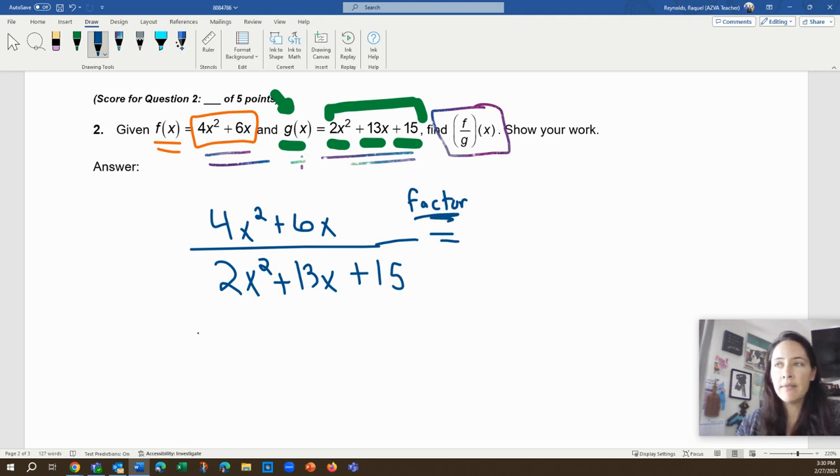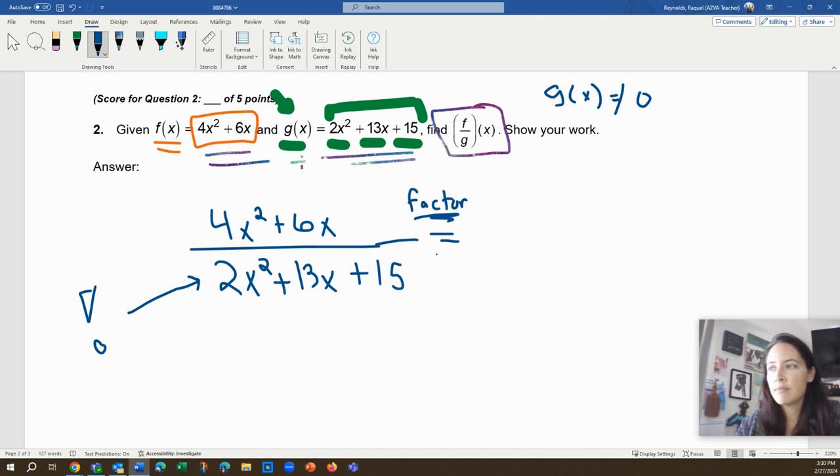We have a warning. We have a domain restriction, which doesn't tell you here, and you should mention it. You should mention it because it's a good thing to mention. It's an important thing to mention. We have this entire function, g of x. Remember, g of x cannot equal 0. So you're going to need to find values of x that make it equal to 0. So we'll find that in a second.